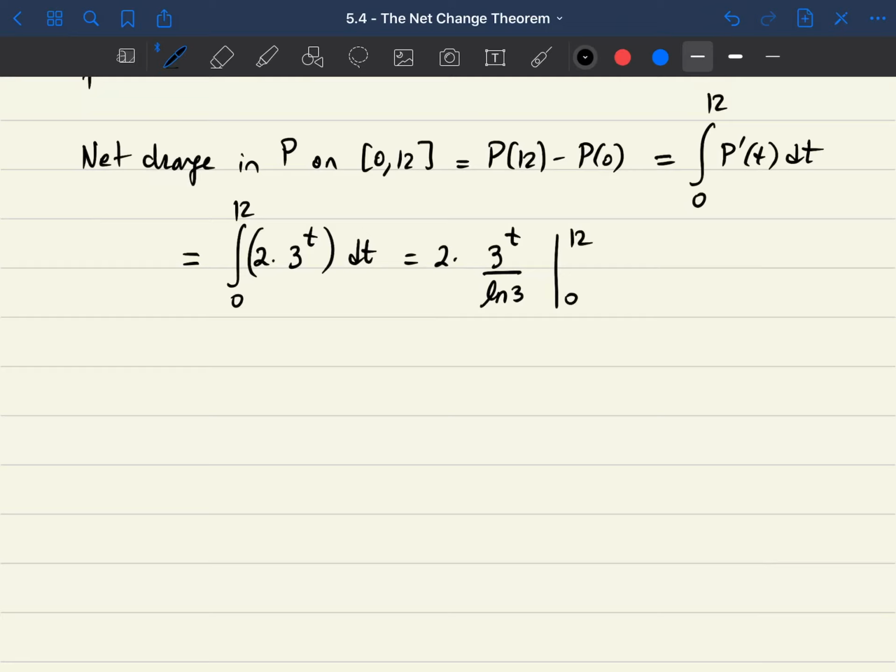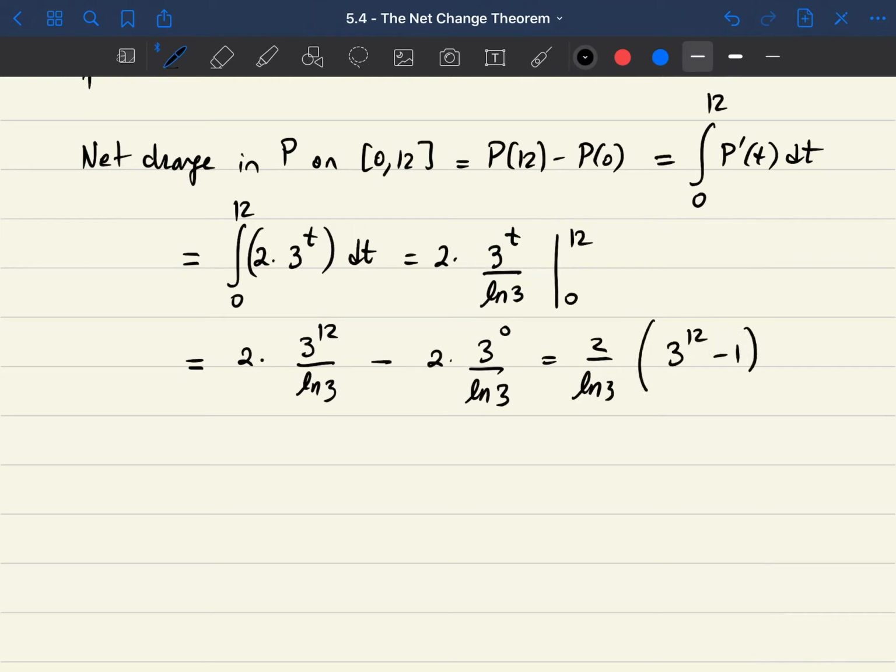Okay, so this is equal to 2 times 3 to the power of 12 over ln 3 minus 2 times 3 to the power of 0 over ln 3. So this is basically 2 over ln 3 times (3 to the power of 12 minus 1). And if you evaluate this using a calculator, this is approximately 967,475 people.